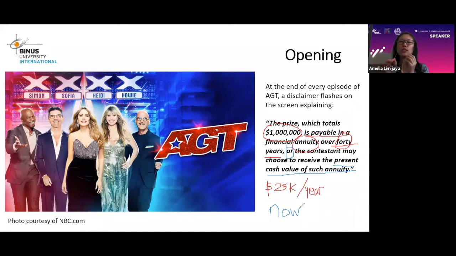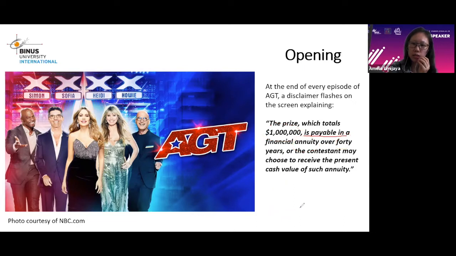This is a prologue, an opening story. We're going back to this later, but this is just to give you an idea that this topic is actually there in practice. One of the ways that we can decide which option to choose, 40 years or now, is to use the concept of time value of money.